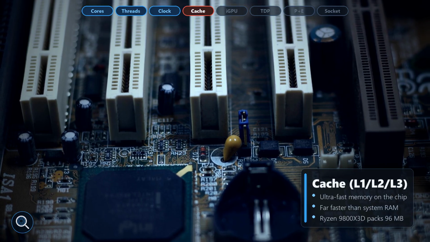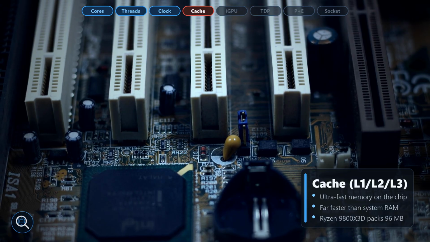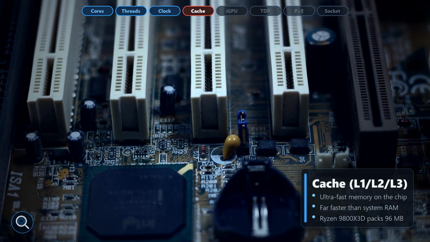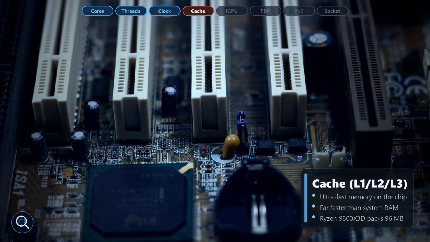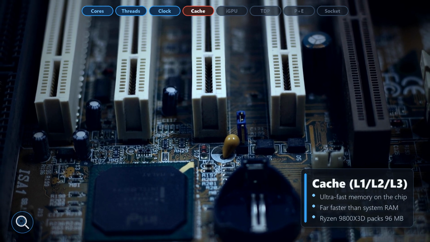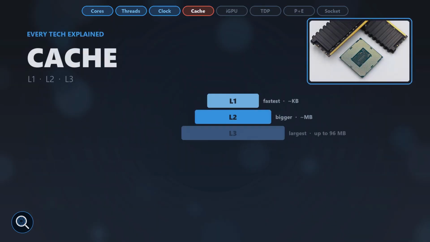Cache is a tiny pool of ultra-fast memory built right into the CPU, holding the data it's about to need next. It comes in levels. L1 is the smallest and fastest, L2 is bigger, and L3 is the largest, shared across all the cores. You'll see it measured in megabytes, a rounding error next to your gigabytes of RAM.